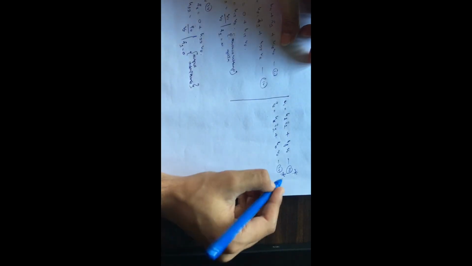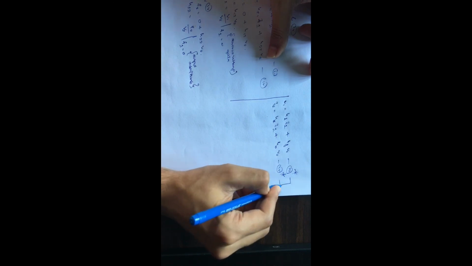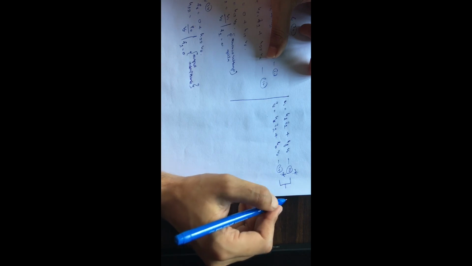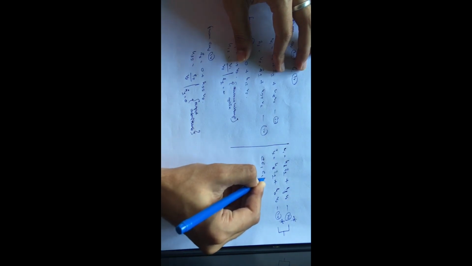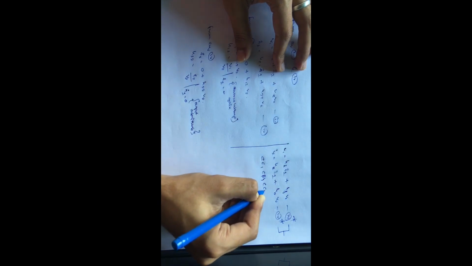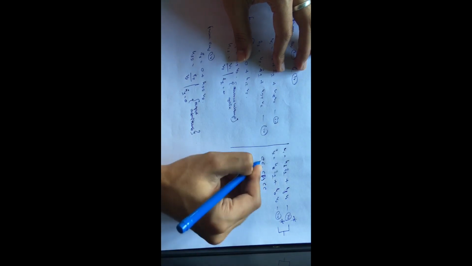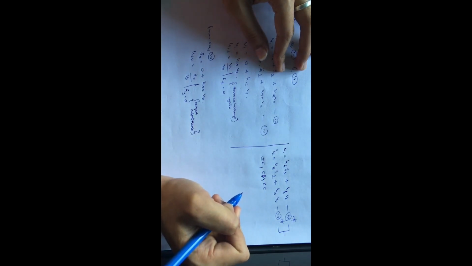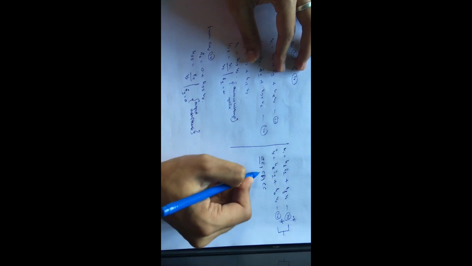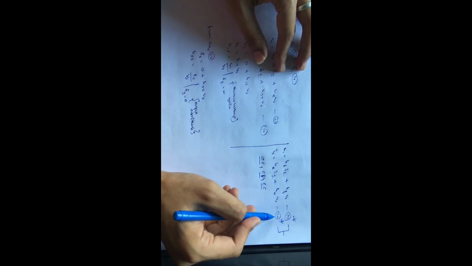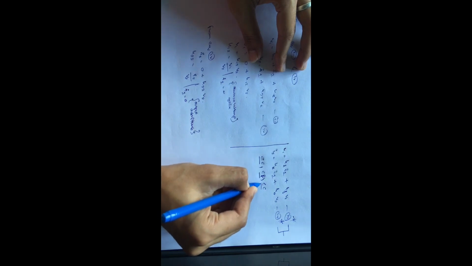Now let us come to the next part. These equations 3 and 4 are applicable to all the transistor configurations. We have three different transistor configurations: common emitter, common base, and common collector, and equations 3 and 4 are applicable in all three transistor configurations.